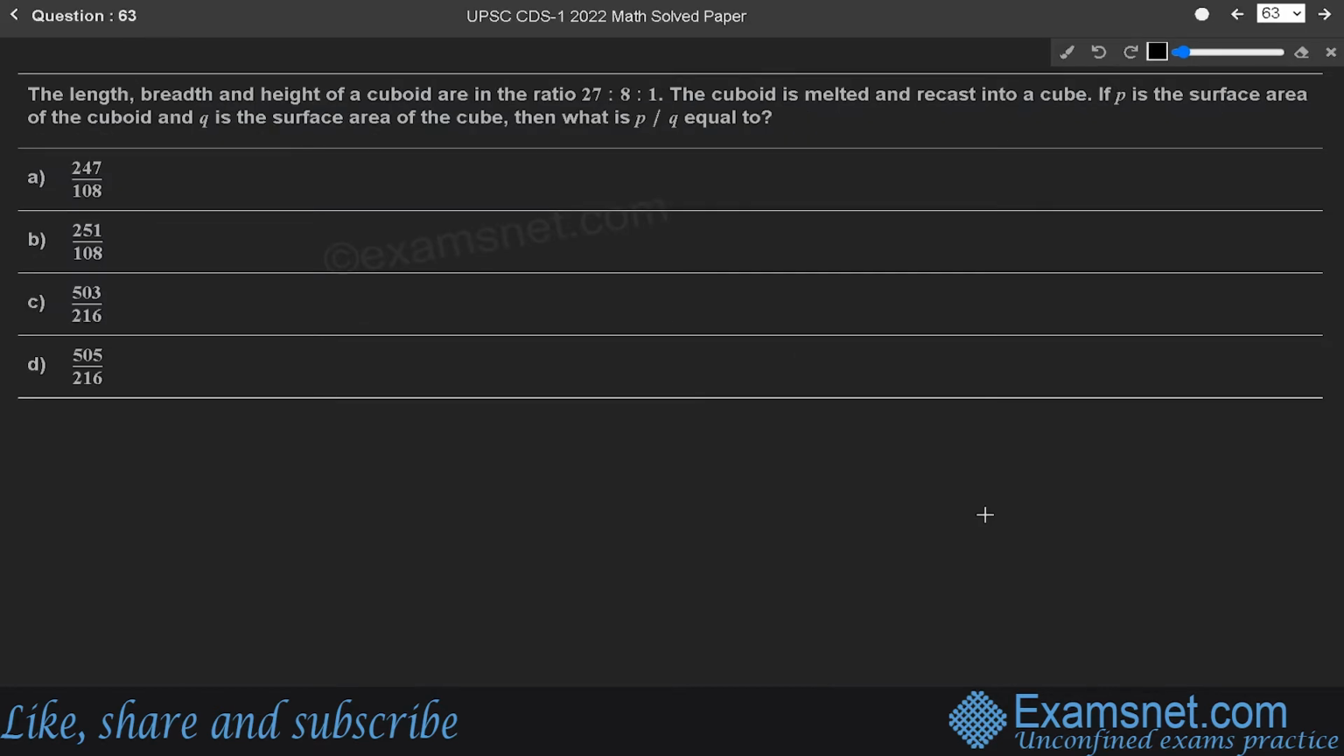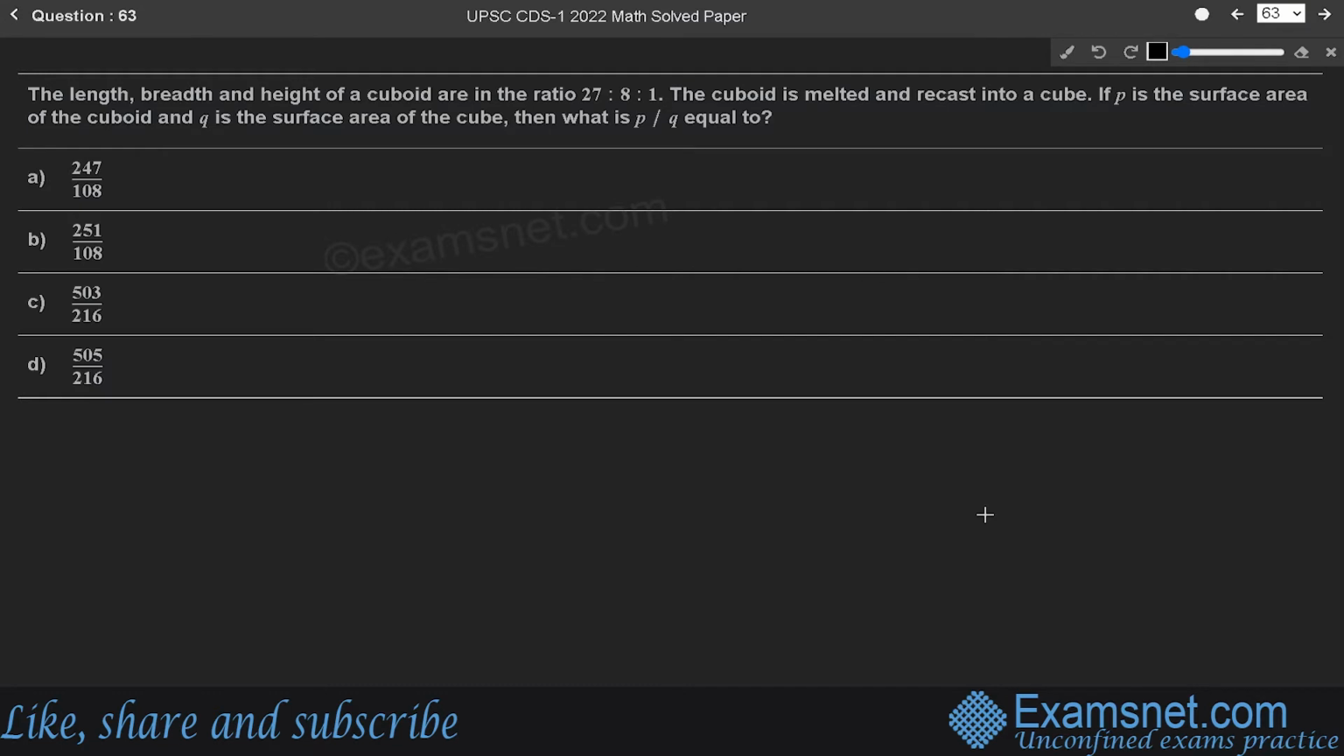Next question is: the length, breadth and height of a cuboid are in the ratio 27:8:1. The cuboid is melted and recast into a cube. If P is the surface area of the cuboid and Q is the surface area of the cube, then what is P by Q equal to? This is a question from surface area and volumes. It is given that the ratio of length, breadth and height is 27:8:1. And total surface area of cuboid is P. Total surface area of cube is Q.